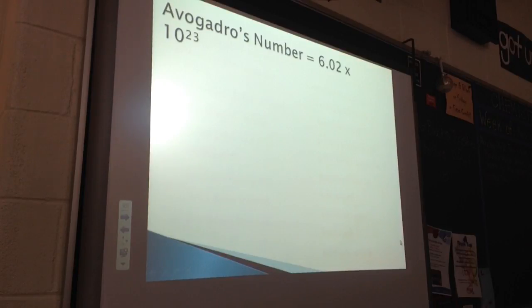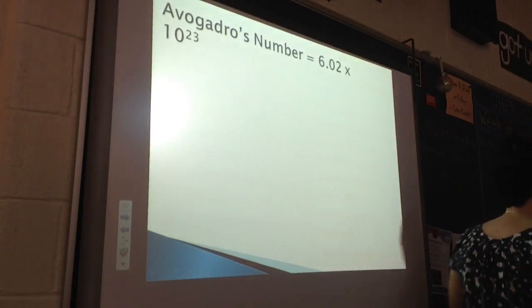Now, when I was learning chemistry for the very first time, I could remember his name because I just remembered avocado, and that's what you use to make guacamole, and like mole, avocado, Avogadro. That's just how I remembered. So, Avogadro's number: 6.02 times 10 to the 23rd.